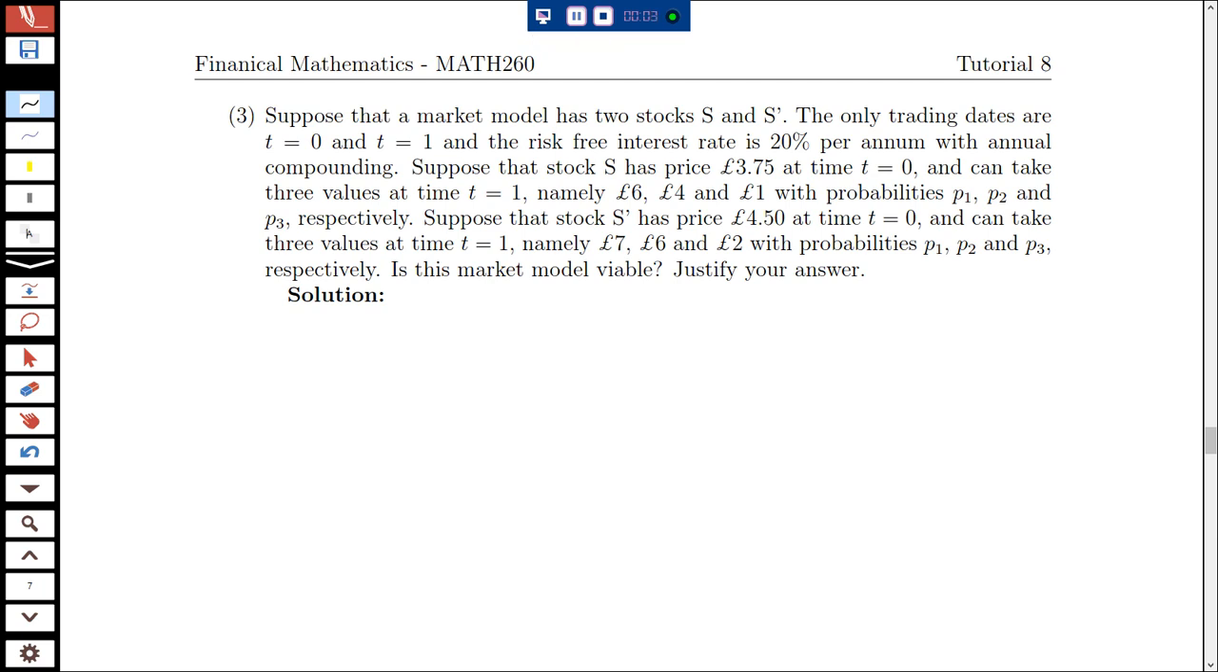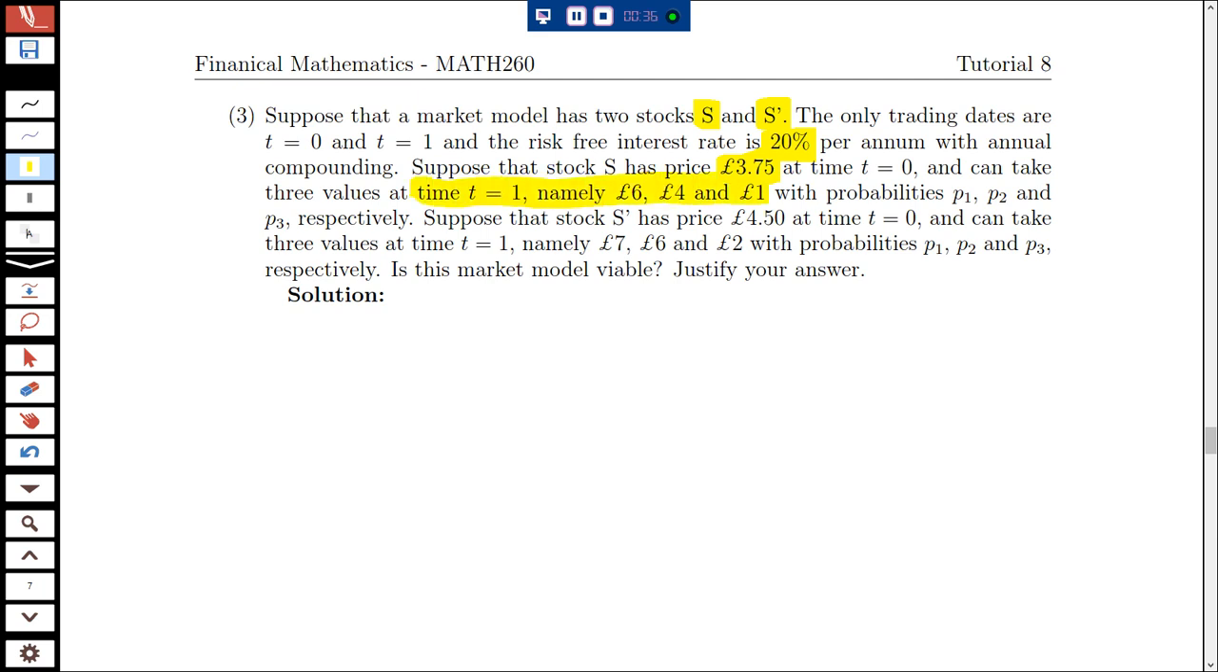Okay, so we're up to question 3 on tutorial 8. Let's take a read. Suppose that a market model has two stocks, S and S dash, trading at dates 0 and 1. We have a risk-free rate of 20% per year, annual compounding. Suppose the stock price at time 0 is £3.75, and then it can take three values.